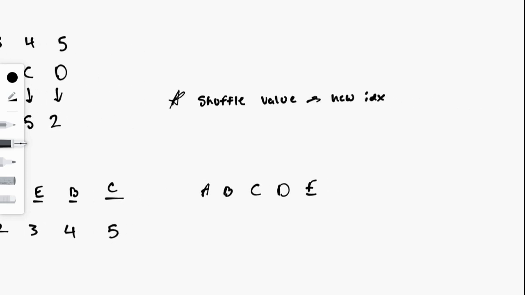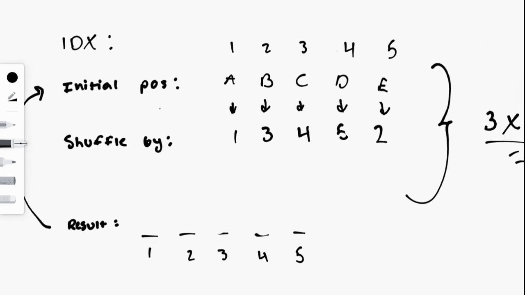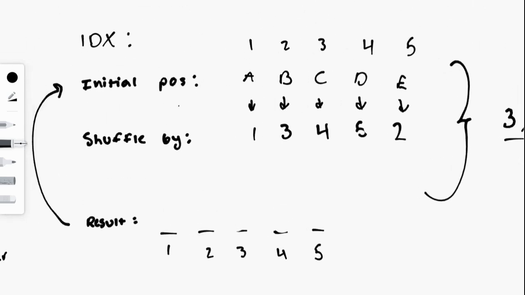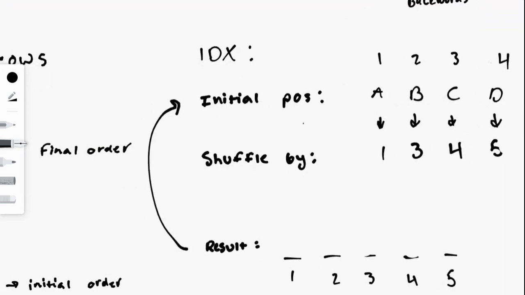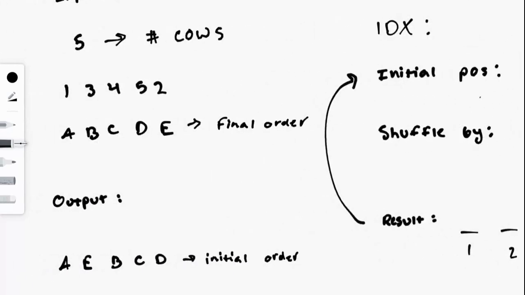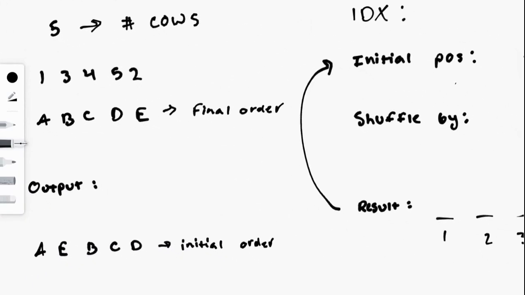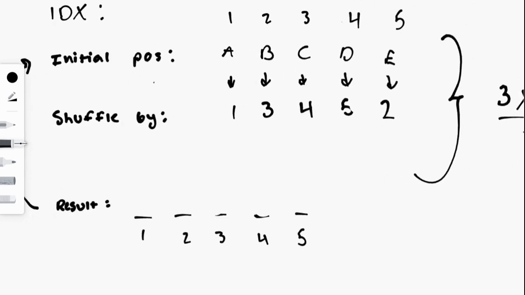So instead of shuffle value going to new index, our index value will point to the shuffle value. And now what does this mean? Well, we could see that for our backwards case, we'll say our initial list will be A, B, C, D, E, which is our final order. And we want it to go to our initial order, which is A, E, B, C, D. Well, what does that key takeaway mean?